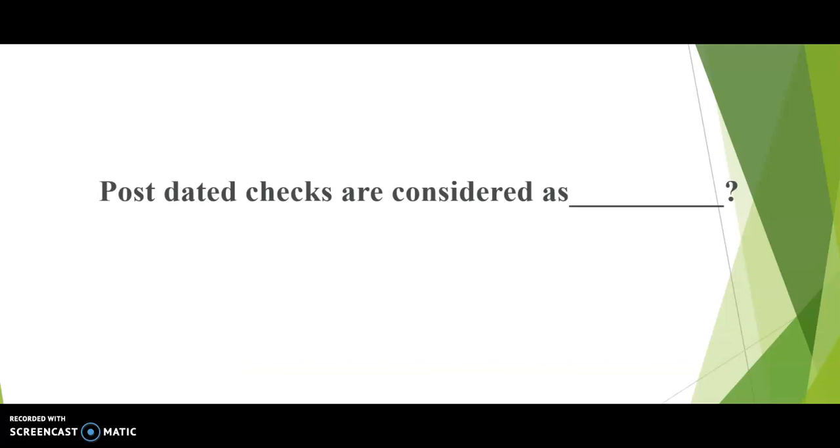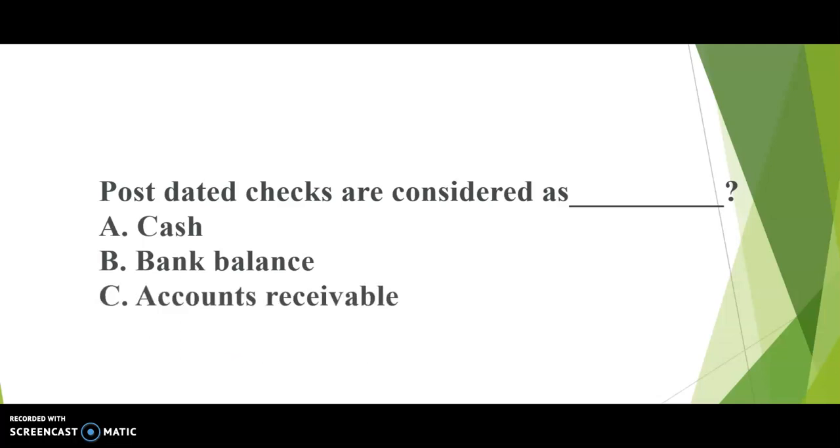Post dated cheques are considered as: A, cash; B, bank balance; C, account receivable; and D, cash reserve. Whenever we discuss post dated cheques, they are received now but carry future dates recorded on the cheque. So they are considered an account receivable. The correct answer is C.